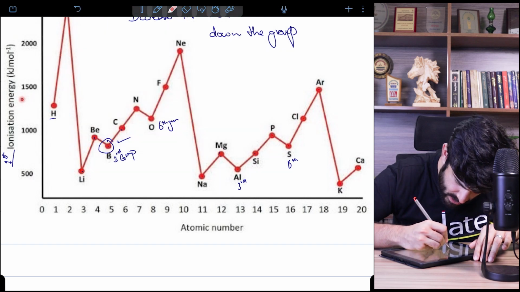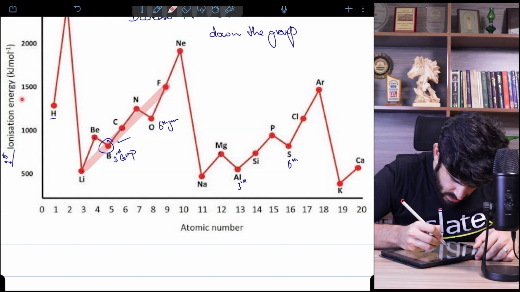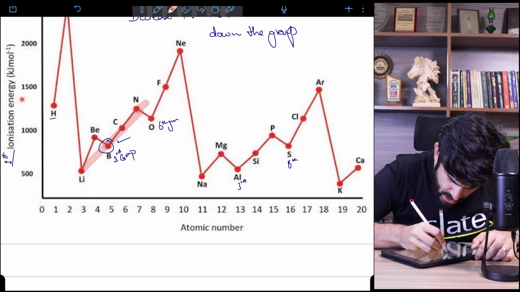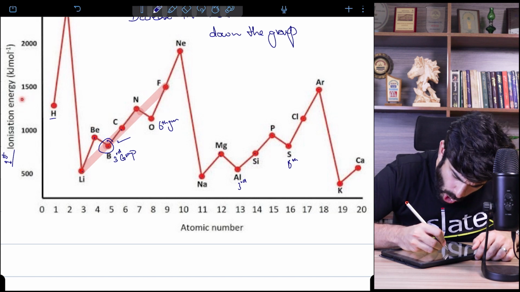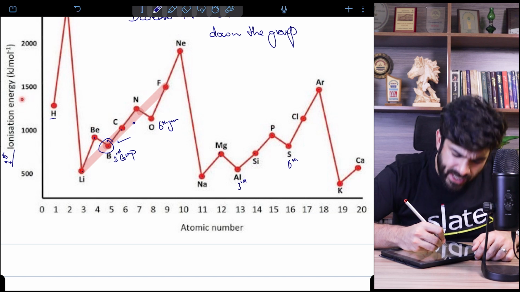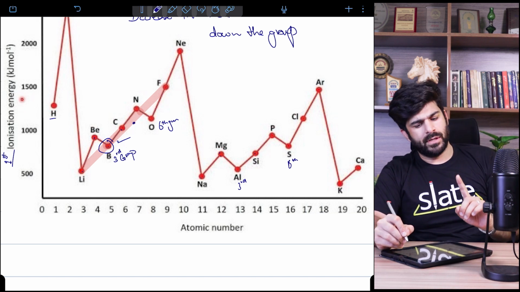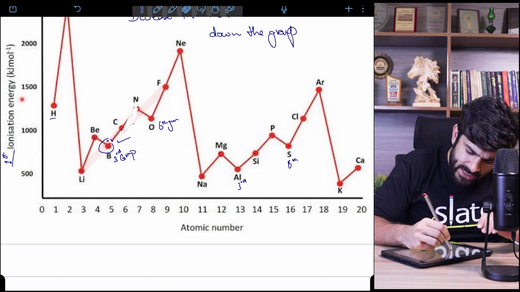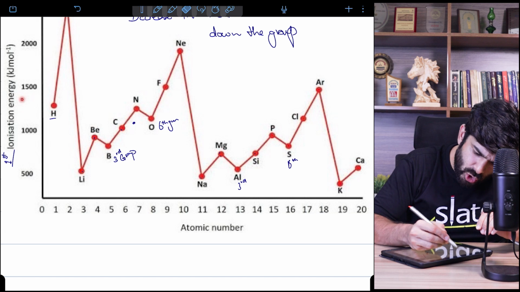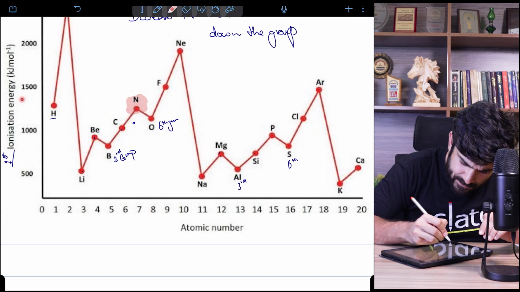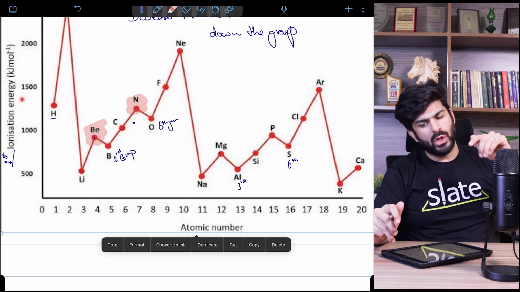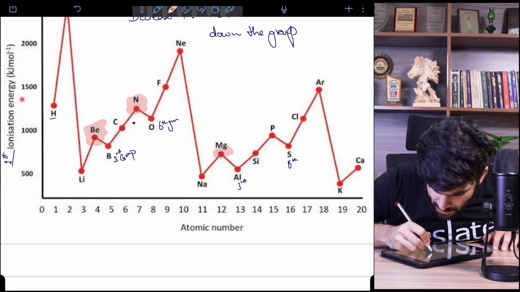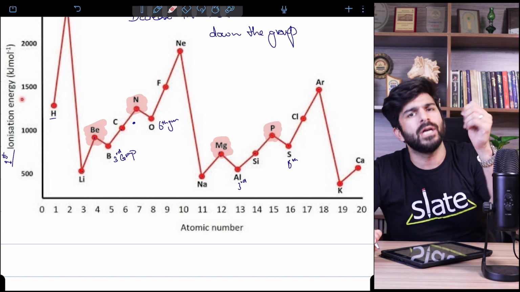If you look through this, boron will have it here, carbon will have it here, oxygen will have it here. But nitrogen should have been here somewhere below oxygen, and beryllium should have been there below boron. So the anomalous behavior is shown by these peaks. Not the lower ones, but the higher ones are going in a different way. Likewise, magnesium and phosphorus are going differently.